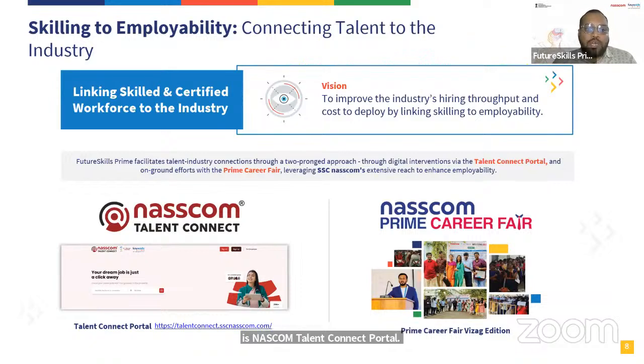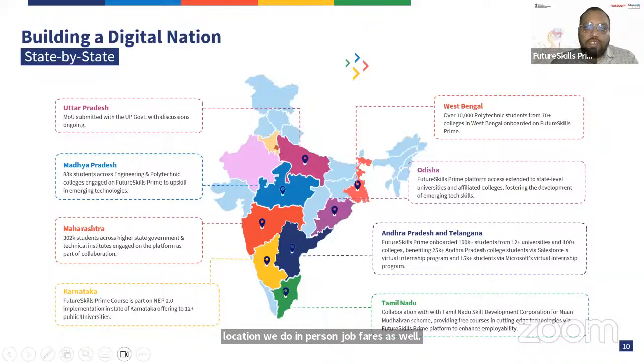Additionally, from time to time, we do conduct job fairs and career fairs. Depending upon the requirement from a specific industry and at a specific location, we do in-person job fairs as well. And of course, you can also participate in those. So you can see on your screen, this is what NASSCOM has done so far across the country, and there are a few recent additions which are not there in this slide.